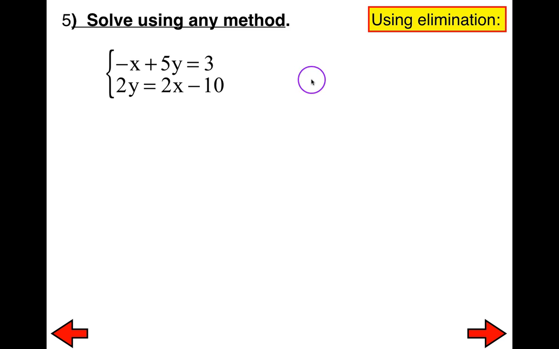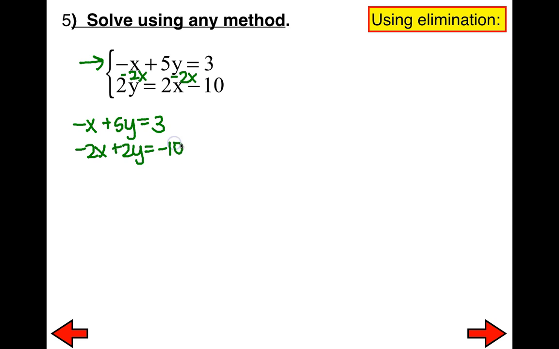Okay, so first I'm going to go ahead and show you what happened if you chose to use elimination. The first one's ready to go, so I'm just going to write that down. Negative x plus 5y equals 3. The second one is not, because it's not in standard form. I need to move the x over, so I'm going to subtract 2x from both sides. Making sure I do write x's first, I'm going to write negative 2x plus 2y equals a negative 10.